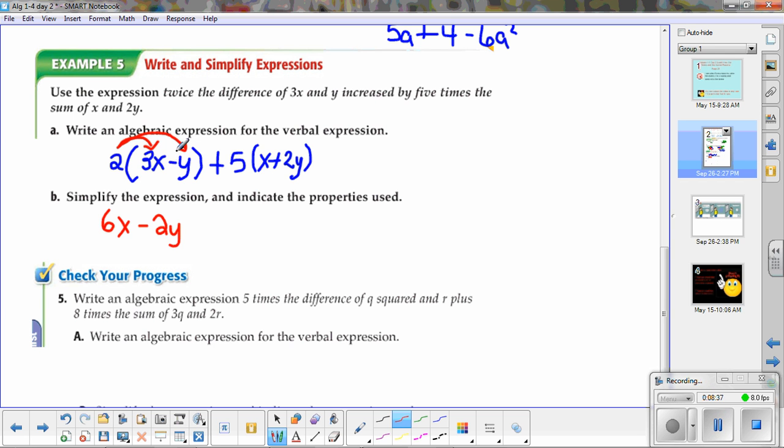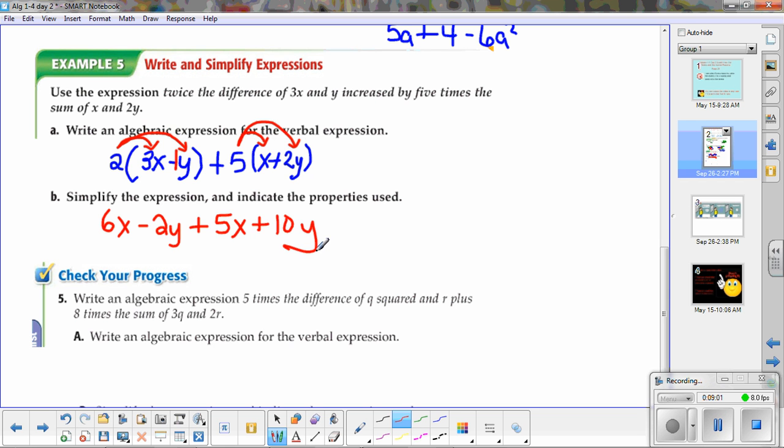So remember, if there's no number in front of that y, it's really a 1. And then over here we have a positive 5 times x, which is positive 5x or plus 5x. And then positive 5 times positive 2y is a positive 10y.